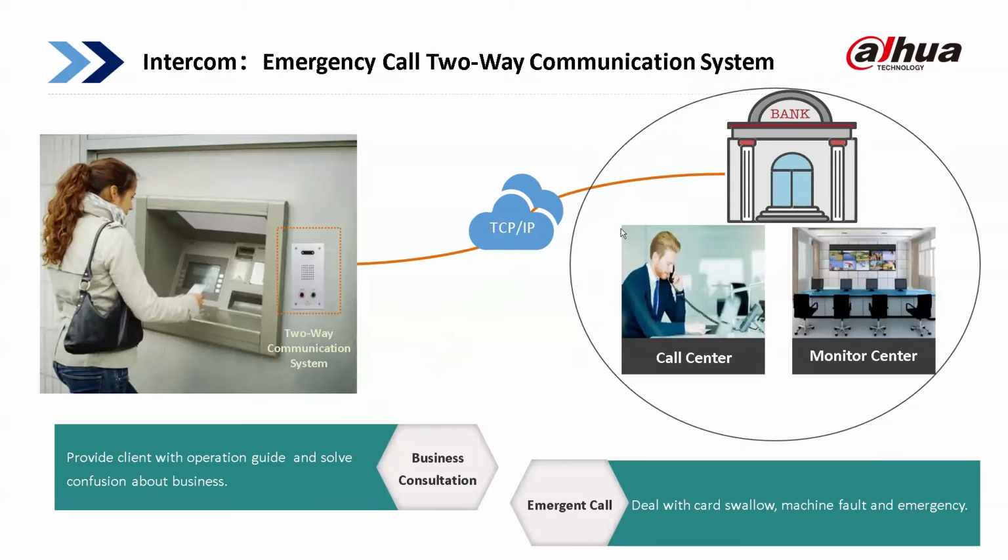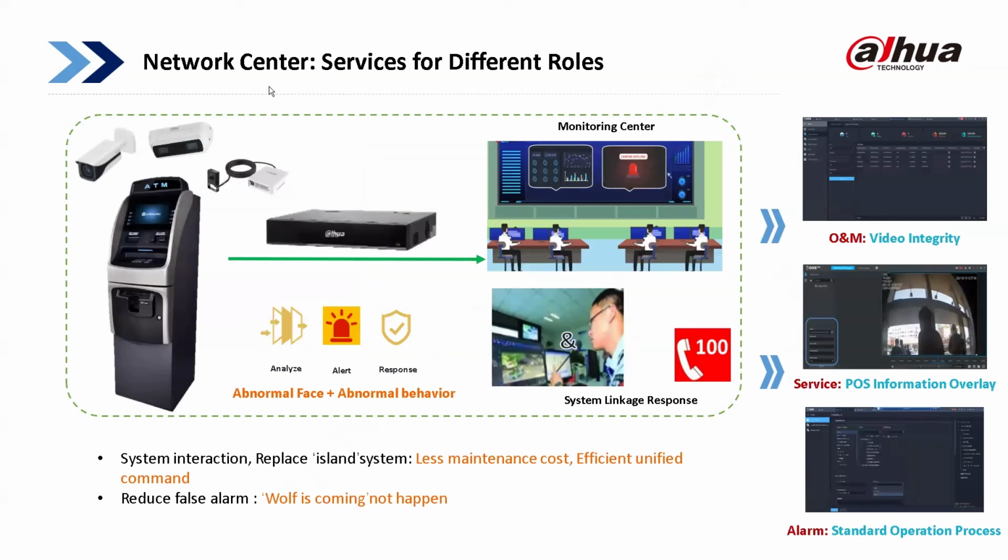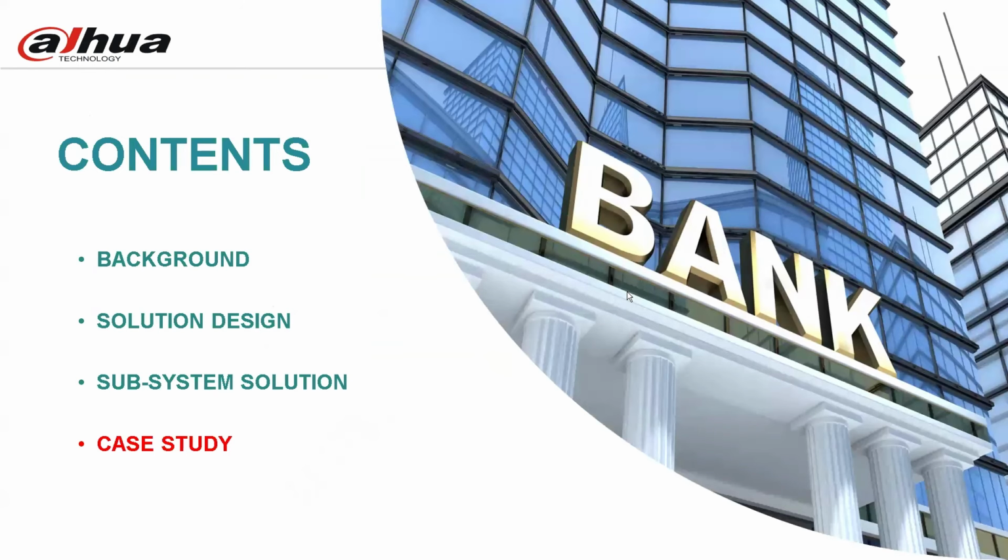We have the two-way communication. So we have a panic button here and an SOS button. So you can call so that we have a bank assistant helping you in case you're facing a challenge at the ATM. At the same time, we have a panic button in the event where we have incidents at the ATM. Then at the network center, we have different roles that are played by the monitoring center, and we respond based on the linkage that is provided at the ATM. So this is foolproof security for our ATMs at the bank.